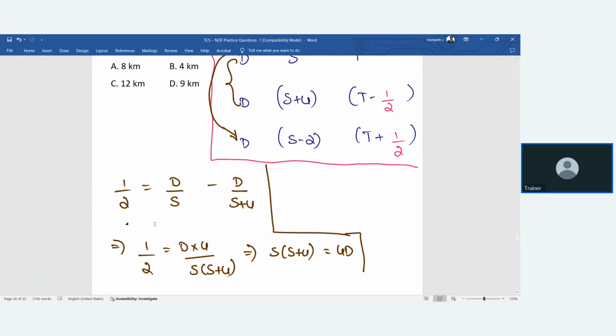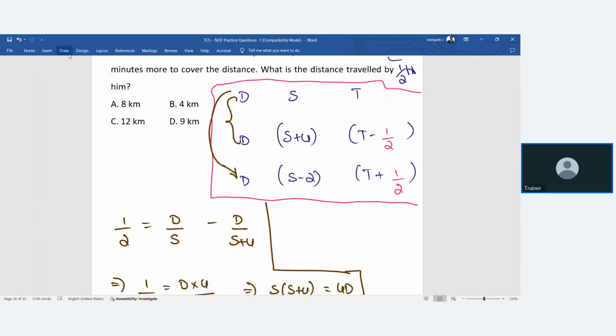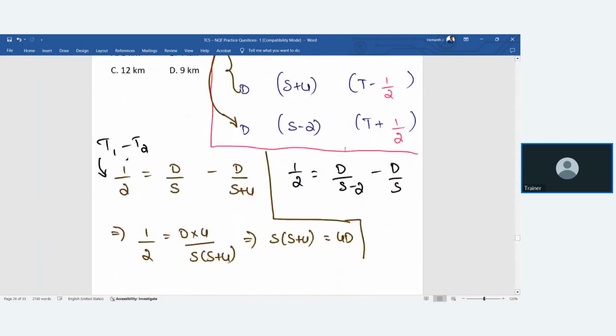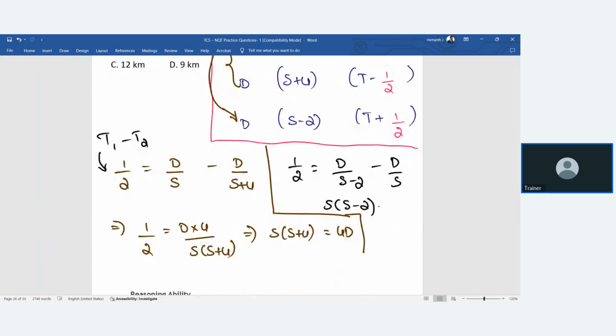That's one thing. Next, I'll take the difference between the last equation and the first one. Then what will happen? Time difference, T1 minus T2. The difference between timings is half an hour. D is fine. The one taking more time is at S minus 2, less time is S. Now if I take the difference and do all this similar to this, S into S minus 2 is equal to 4D. Previously this was 8D, now I got 4D.